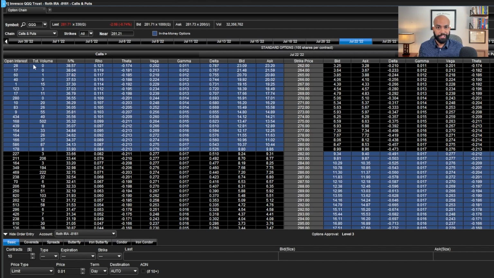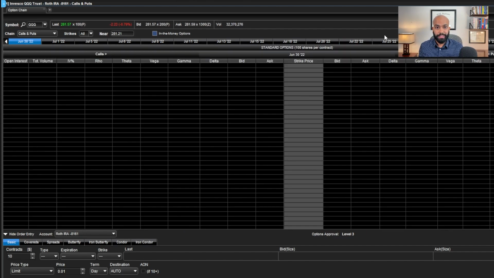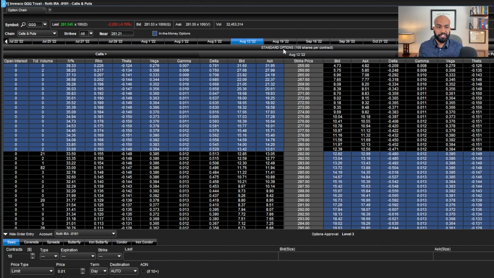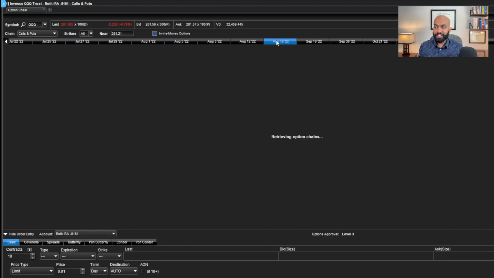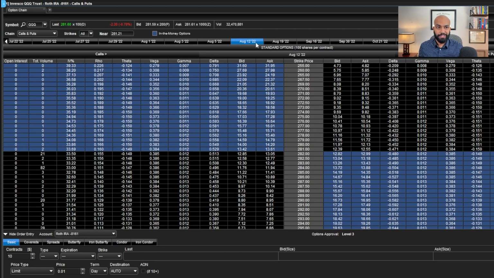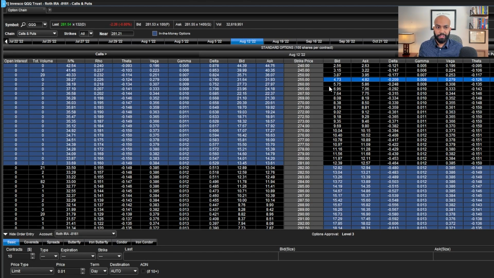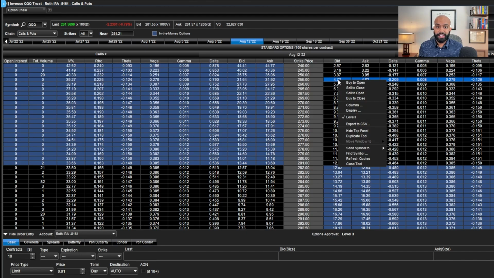Well, let's look at an example now. Here we have QQQ, the ticker I usually trade, trading at 281 right now, and today is June 30th that I'm recording this. If you go about 45 days out, August 12th or 19th is where we fall, so let's do August 12th. If we sold the option at 255, around the 20 delta, and we already have a position here, we would right click and click buy to close.